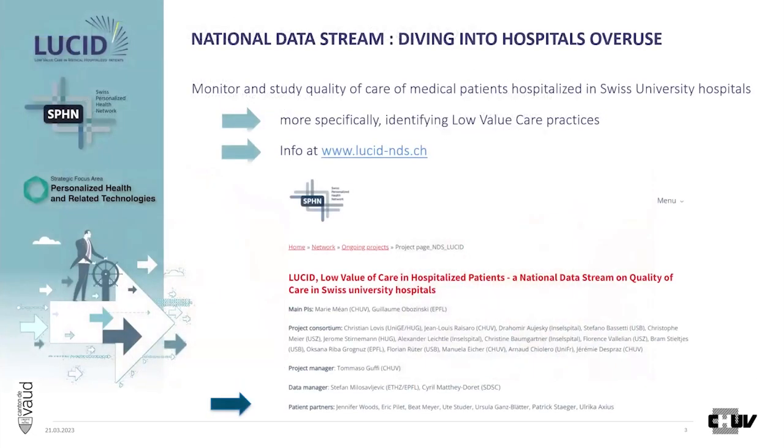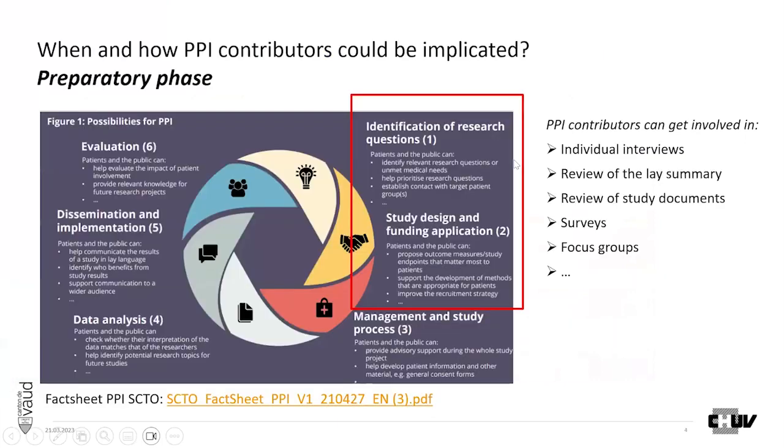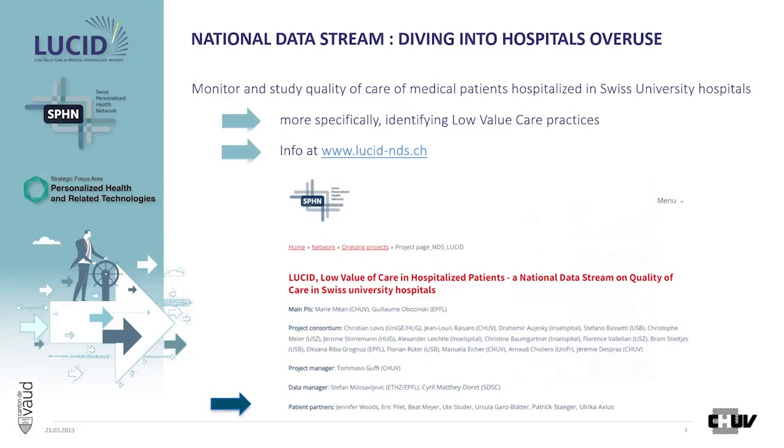So yes, the idea here is to take the opportunity to speak about the project, which includes patient and public involvement. Just to make it clear, we are speaking about a national data stream supported by the Swiss Personalized Health Network. The question there was to monitor and study the quality of care. If you want to see more about the project, here are the links, but it's not the topic of today's presentation. Here you have the web page of the project.